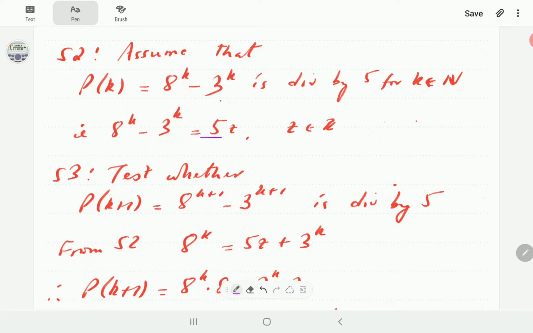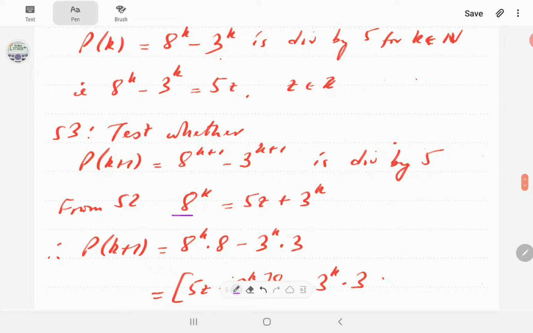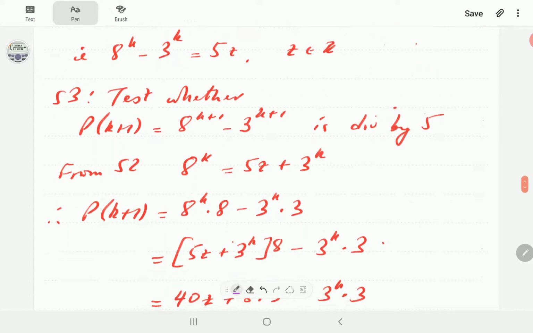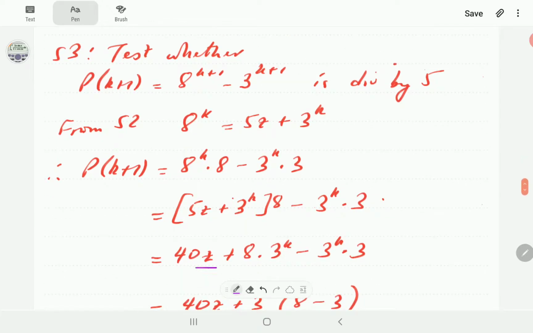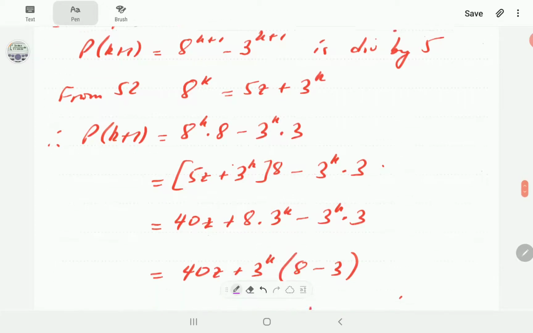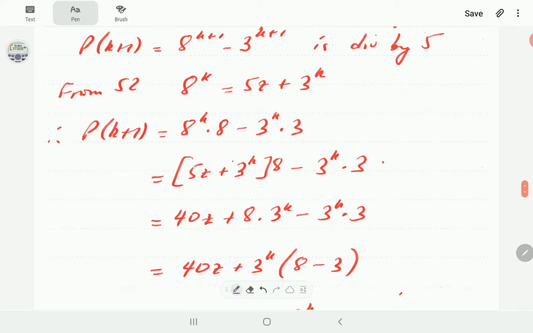From step number 2, if we make 8 to the power k the subject, we have 5z plus 3 to the power k. Then we can take this and plug it in here. So first we write this as 8 to the power k times 8, this 3 to the power k times 3. Then if we substitute it here and remove brackets, we're going to have 40z plus 8 times 3 to the power k minus 3 to the power k times 3.